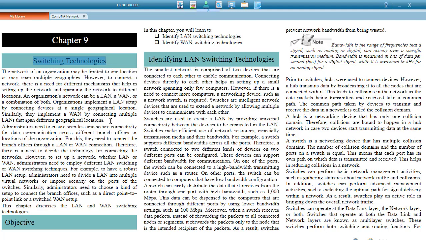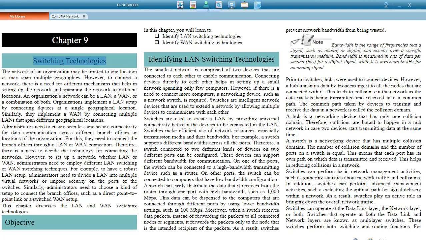The work of an organization may be limited to one location or may span multiple geographies. However, to connect a network, there is a need for different mechanisms that help in setting up the network and spanning the network to different locations. An organization's network can be a LAN, a WAN, or a combination of both.